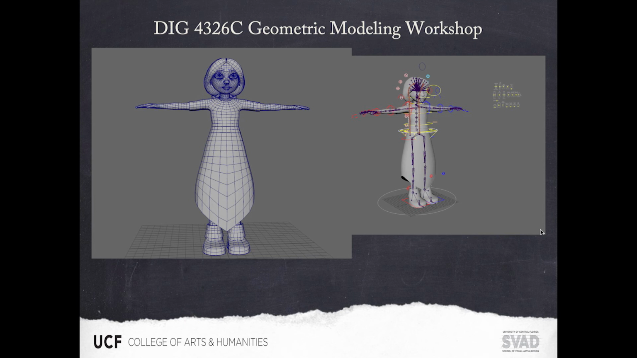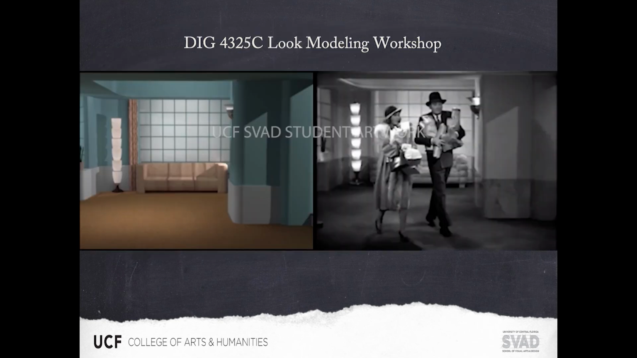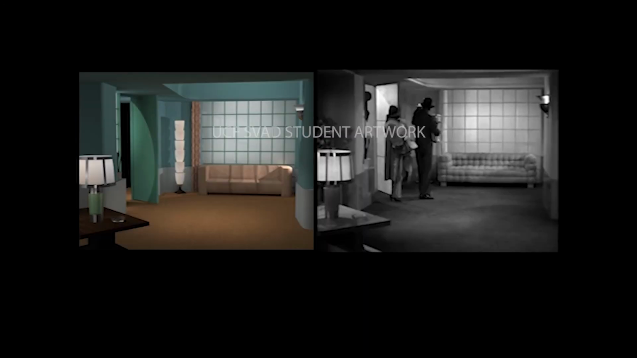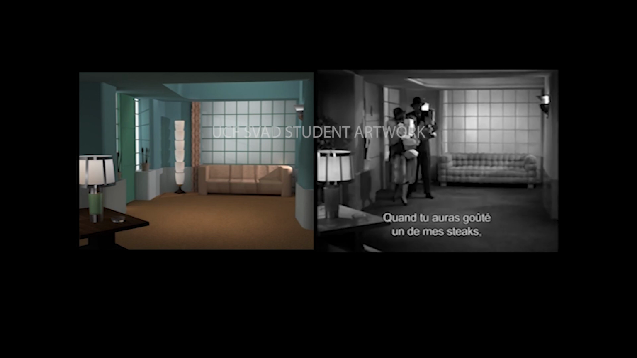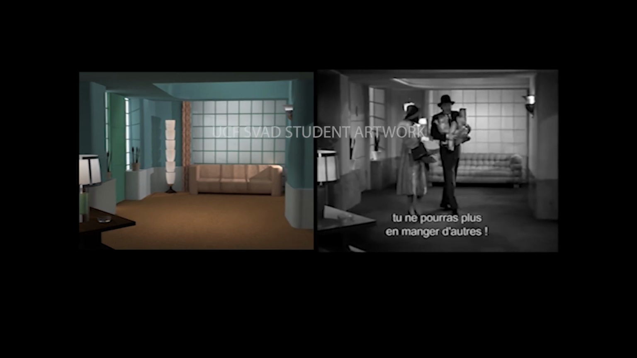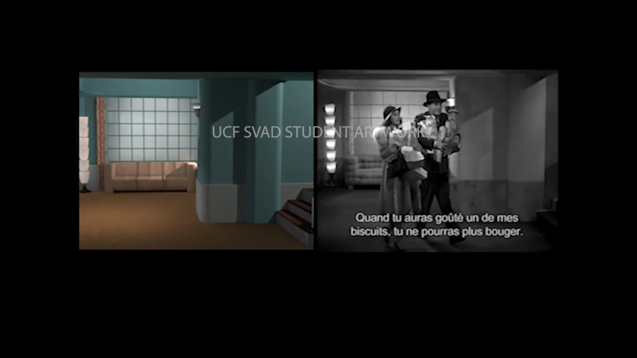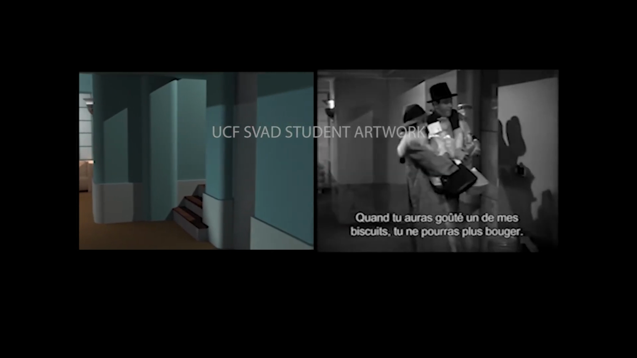Then, students learn how to rig a character and apply the knowledge they learn about rigging to the characters in the film. In Look Modeling Workshop, students learn how to apply virtual lights to a 3D scene and add surface textures to objects. These example assignments show how students build, light, and replicate shots from film noir movies.